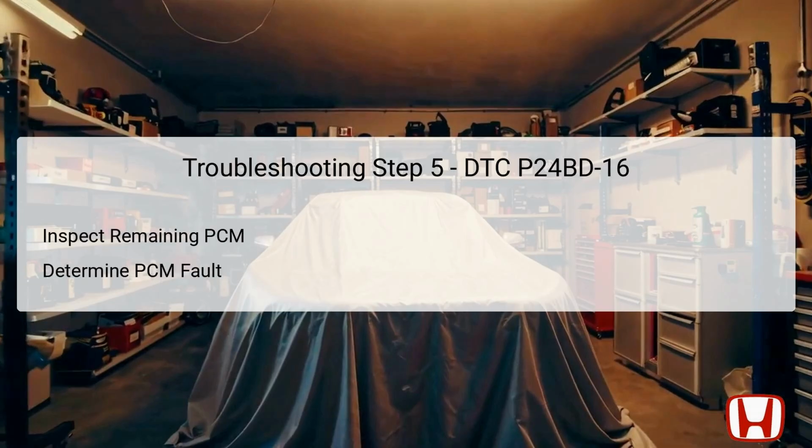Final step in troubleshooting revolves around the PCM if all previous inspections have returned valid results. If the IGPS circuit and CCV tests indicate proper function, it strongly suggests that the PCM may be at fault. Inspect the PCM for any visible signs of damage or corrosion, as such conditions can directly affect its performance.